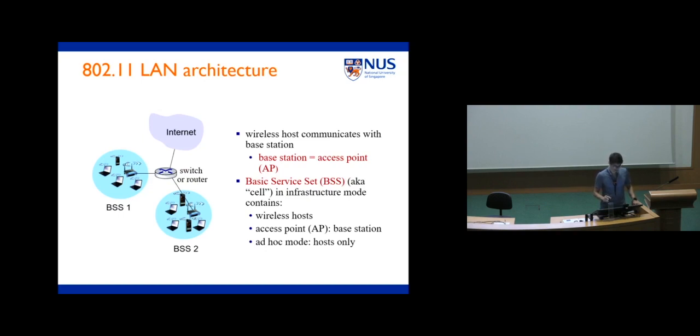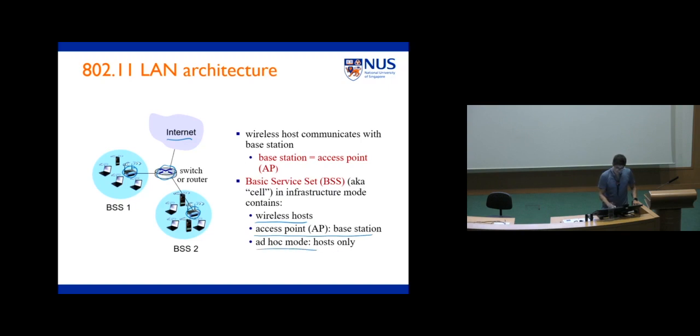So in Wi-Fi, or IEEE 802.11, we have the internet, and we have some switch or router of the internet, and we have an access point, or what we also call the base station in this wireless context. This base station is in infrastructure mode. Remember, infrastructure mode means base stations relaying data to and from these wireless hosts, connecting wireless hosts to each other and to the internet. Again, our access point is also called a base station.